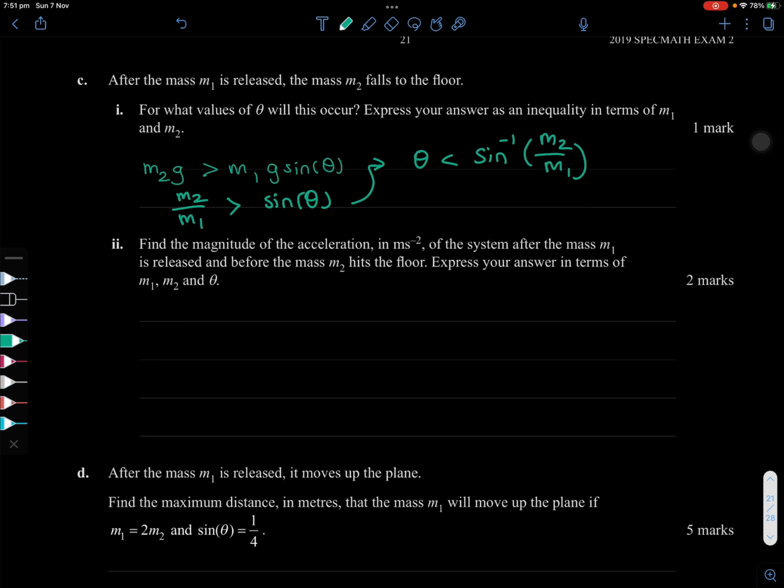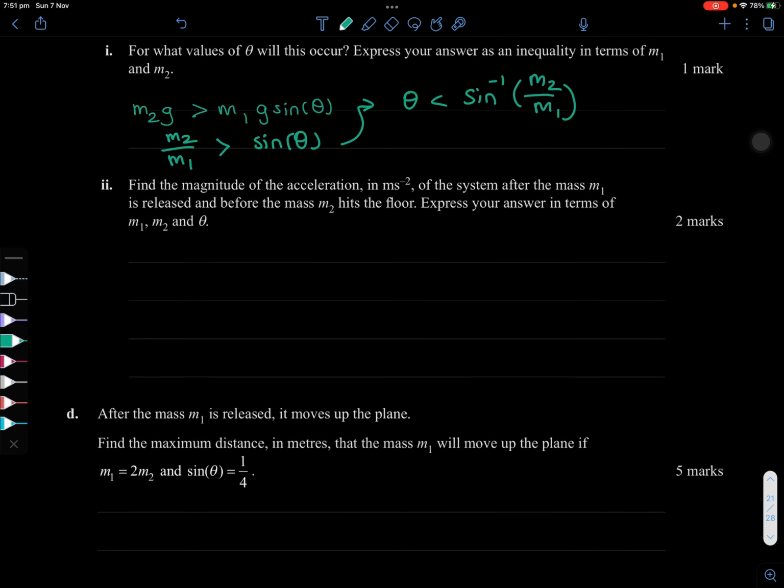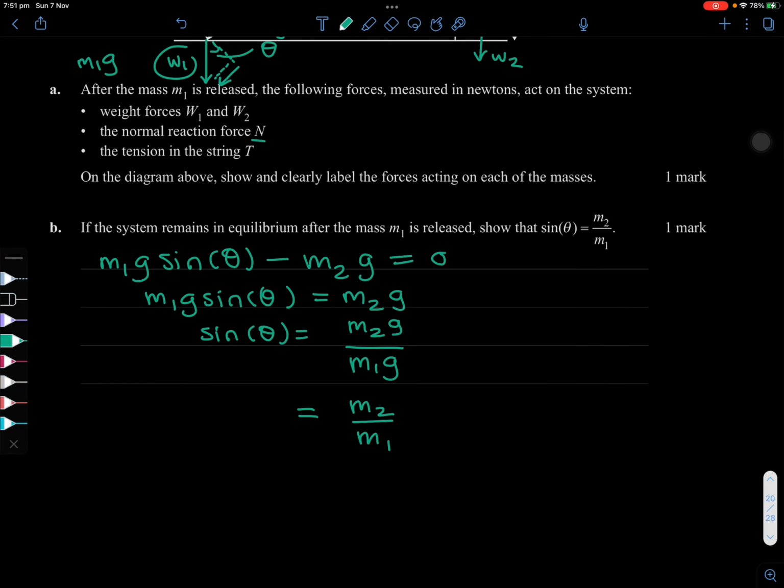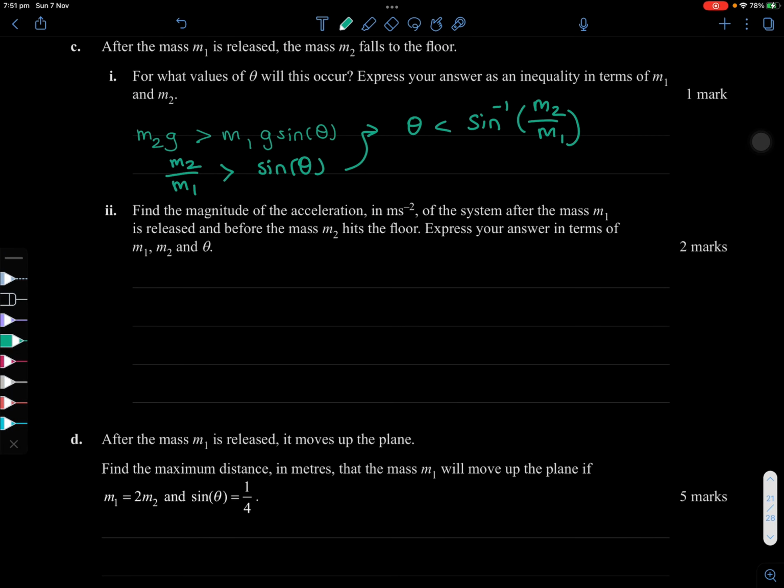Now it says, find the magnitude of the acceleration in meters per second squared of the system after the mass m1 is released and before m2 hits the ground. Okay, so here, we need to use F equals ma.